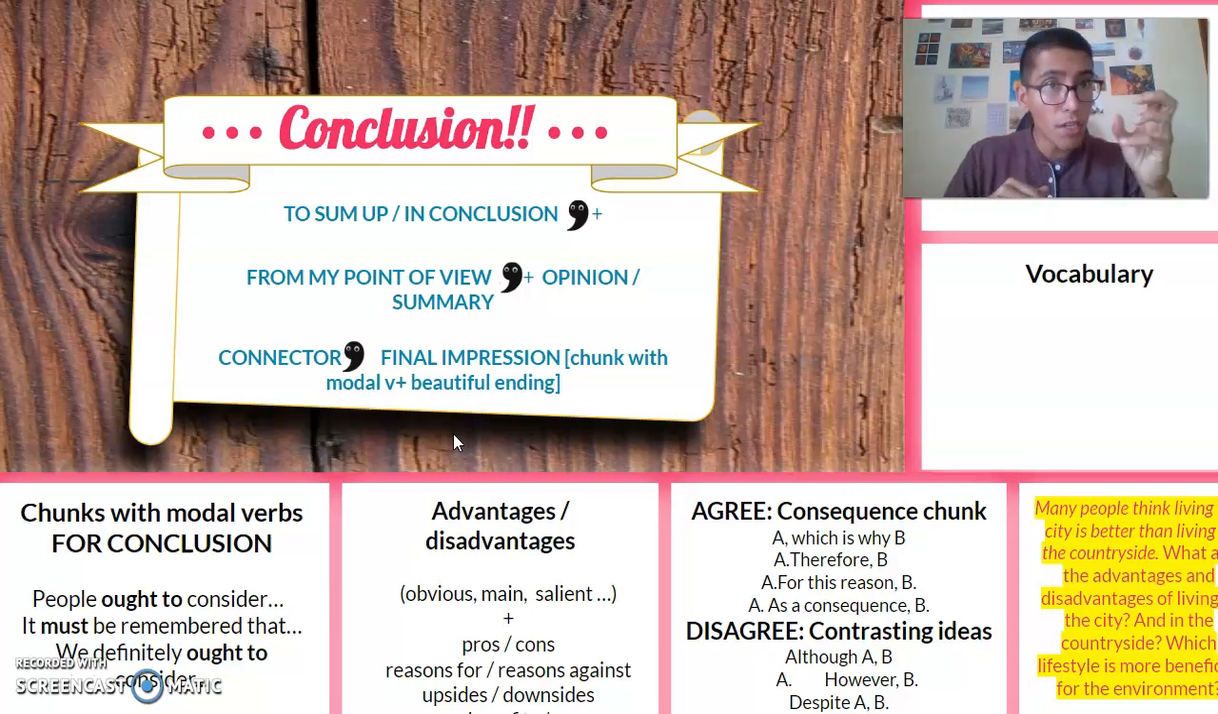You summarize your opinion, you use a connector, then in that second sentence, you give your final impression with a modal verb. Like people ought to consider. It must be remembered that we definitely ought to consider. This is how you finish. That's the last sentence you need for your conclusion. Okay? And remember, not my opinion, like, oh, I think that you should. No, that's the article, that's reviews. This is an essay, remember, very formal.